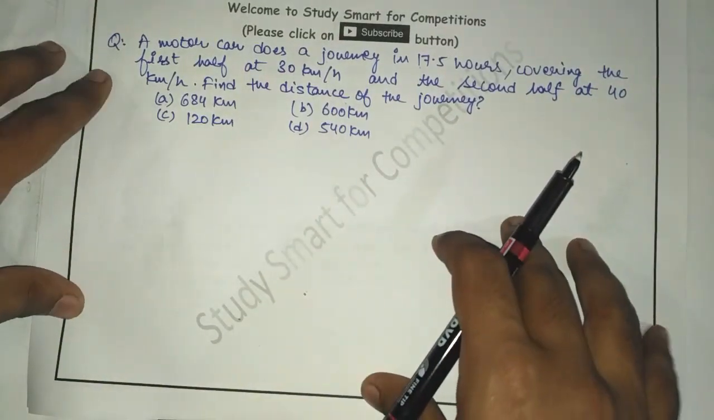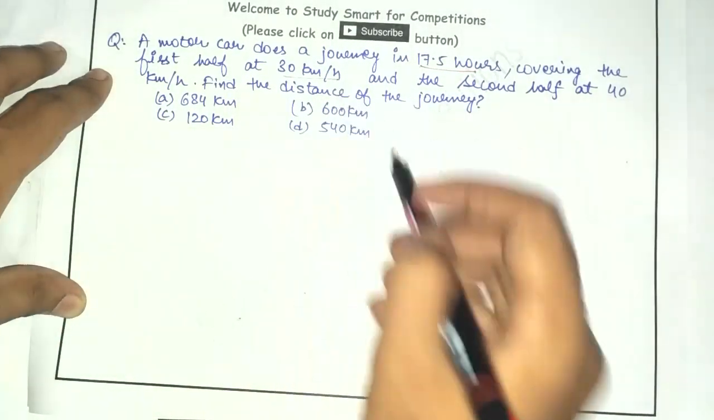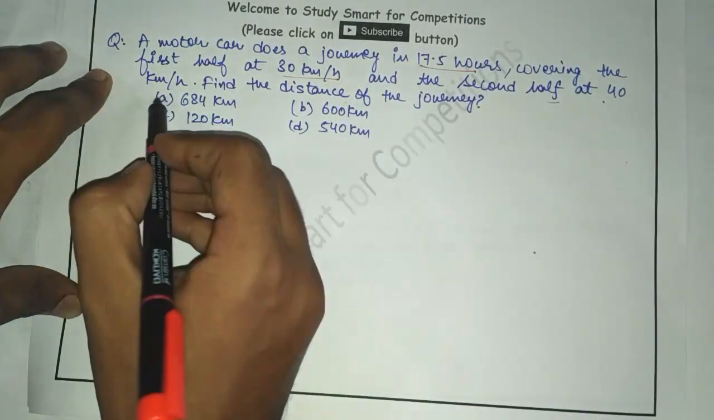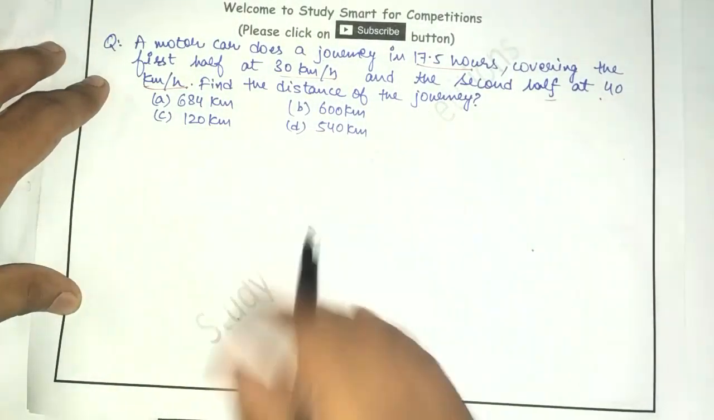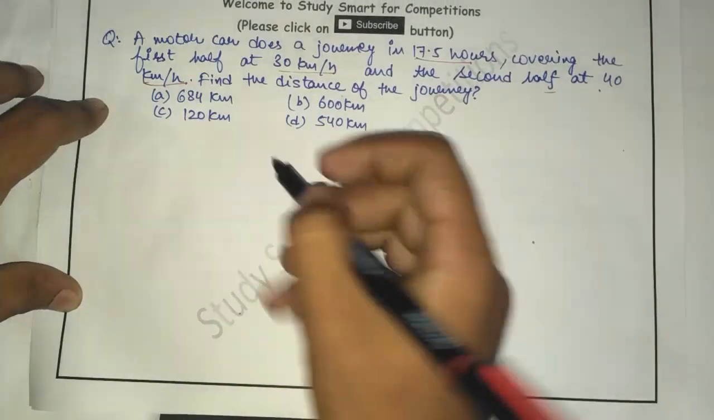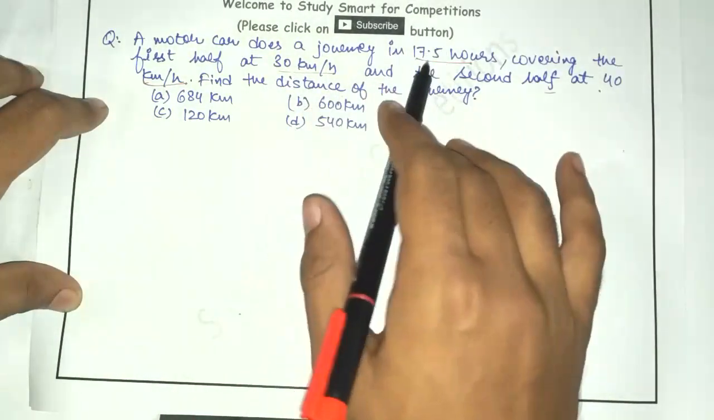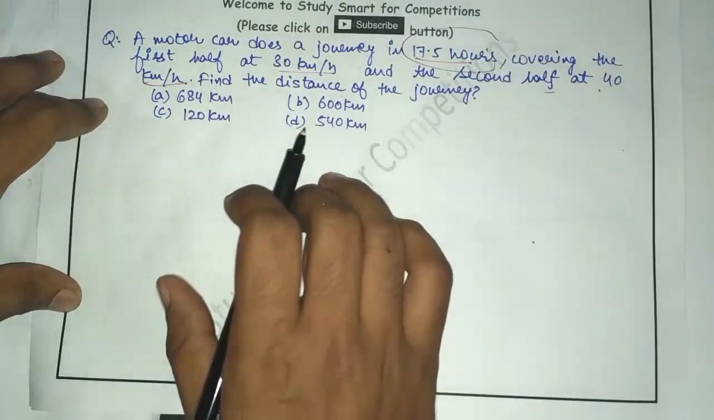So a motor car does a journey in 17.5 hours, covering the first half at 30 kilometers per hour and the second half at 40 kilometers per hour. So find the distance of the journey. So you need to find the average speed here and multiply the average speed with this time. You could find the distance of the journey.